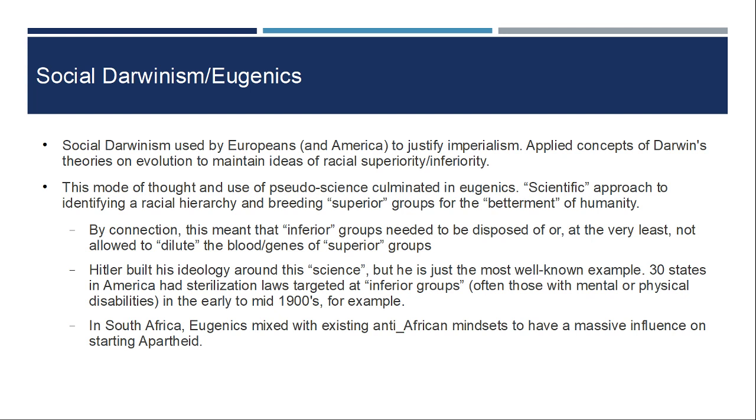America actually was pretty big on eugenics in the early 1900s, and there were 30 states that had sterilization laws targeted at inferior groups, especially anybody with a mental or physical disability, which would mean forced sterilization to make sure that they couldn't spread their bad blood to the rest of society.